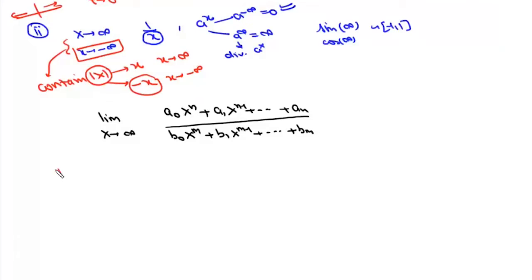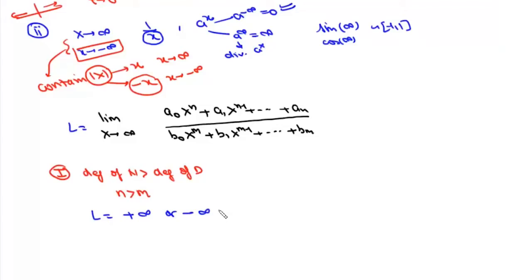Case 1, if degree of numerator is greater than degree of denominator, that is n is greater than m, in that case value of this limit, say L, will be either plus infinity or minus infinity. So when the highest power of x in the numerator is greater than highest power of x in the denominator, then the answer to this limit will always be plus infinity or minus infinity.